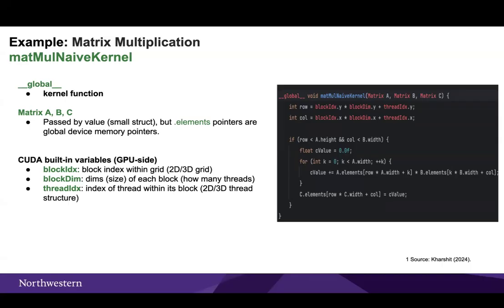It uses CUDA built-in variables, blockIdx, blockDim, and threadIdx to calculate the matrix row and column that the current thread is responsible for. Row and column are calculated using block index and thread index, indicating which position in the C matrix the current thread will update. Then there's a for loop that performs the dot product for a row from matrix A and a column from matrix B, storing the final result in matrix C.